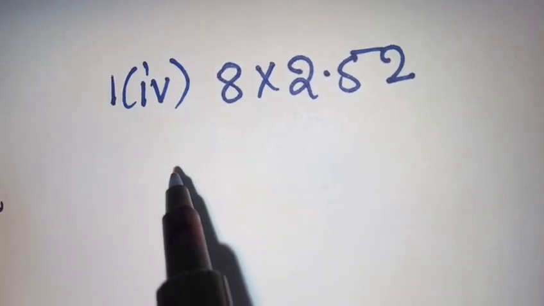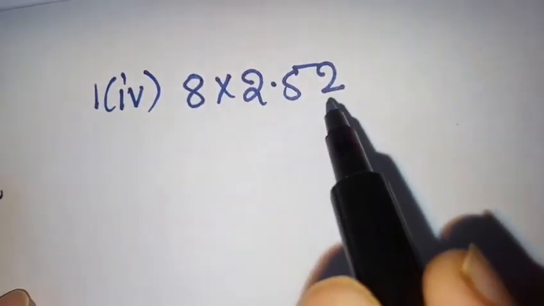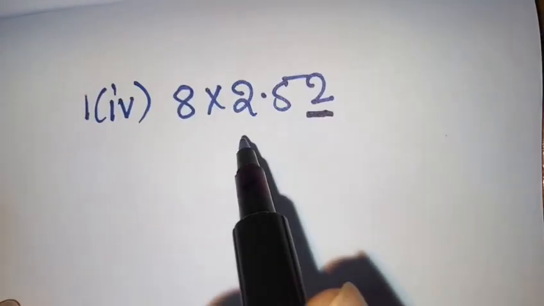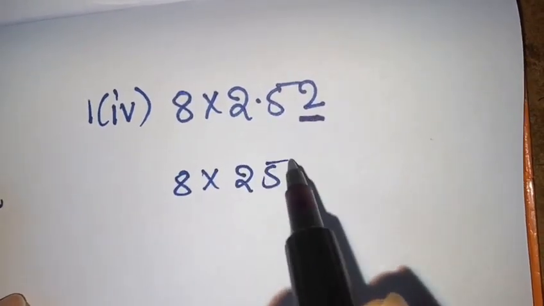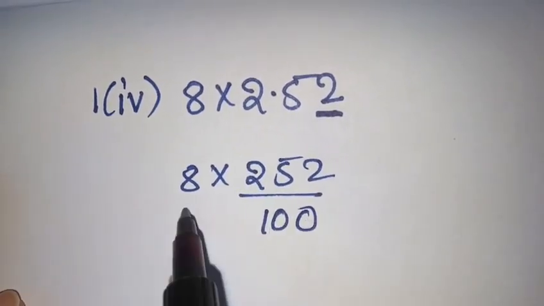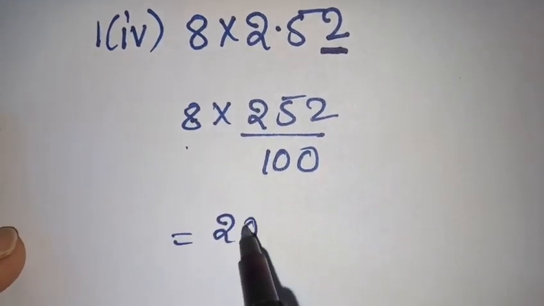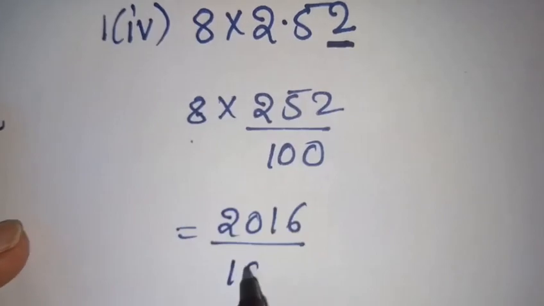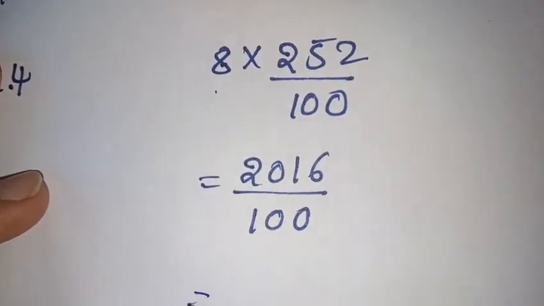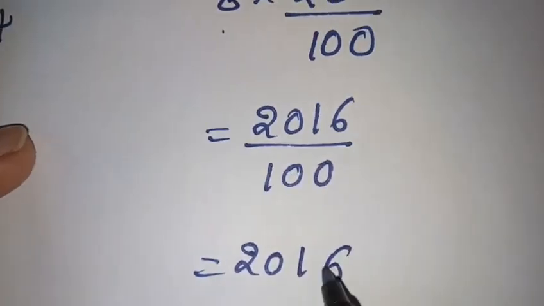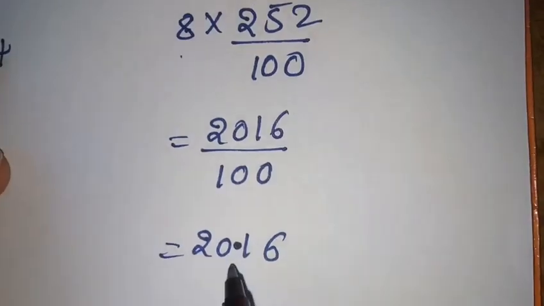First Roman, fourth one: 8 into 2.52. So in 2.52 the last digit is 2. The place value of 2 is also hundredths. Hundredths means 1 by 100. So write, removing the decimal point, 252 by 100. So multiply numerator into numerator, that is 8 into 252. You will get 2016. Denominator write as it is, 100. So in the denominator 100, the number of zeros is 2. So in the answer 2016, from the right side move 2 digits left and place a decimal point. So the answer is 20.16.